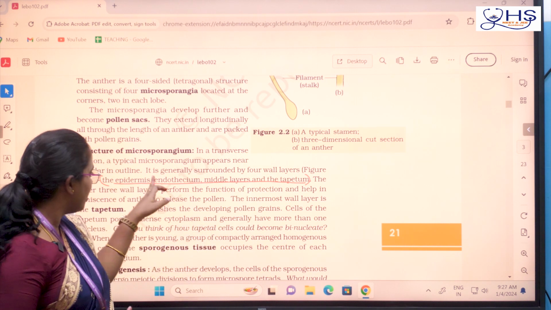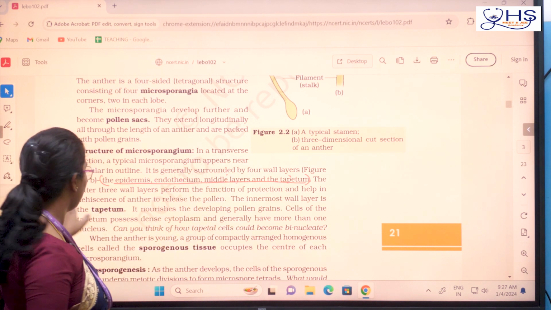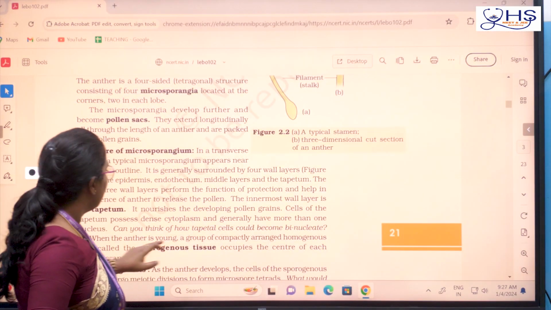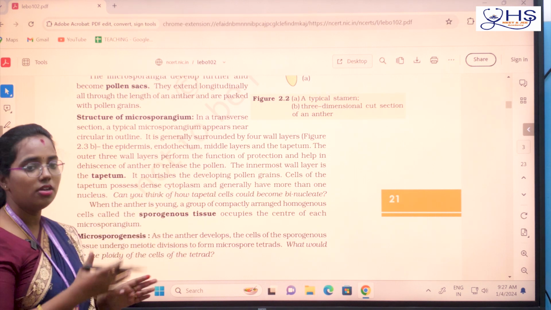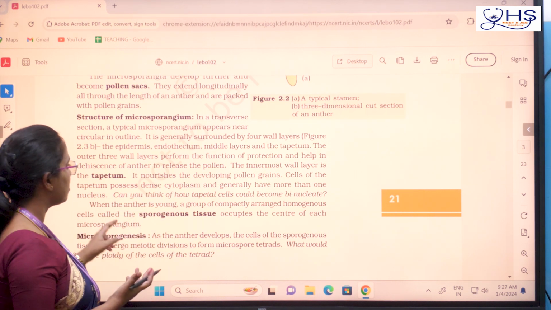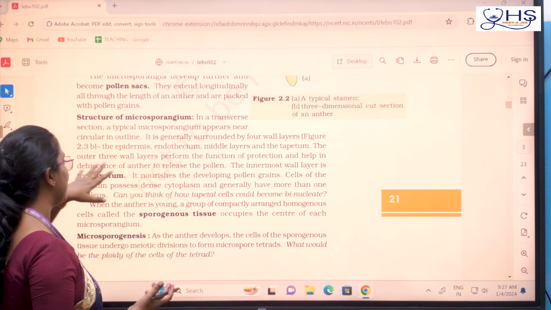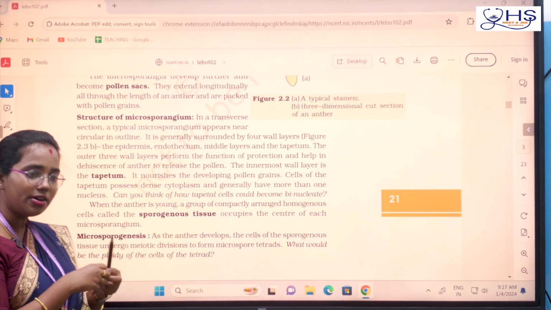What are the 4 walls? Epidermis, endothecium, and so on. Okay, clear? Next, we are going to learn how it will be. Outside to inner, yes, outside to inside. The innermost is tapetum, the outermost is epidermis. The outer 3 wall layers perform the function of protection and help in the dehiscence of anther. Important word, dehiscence. Dehiscence means rupture.